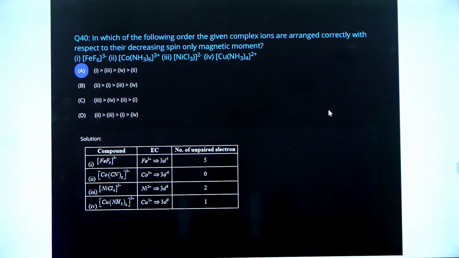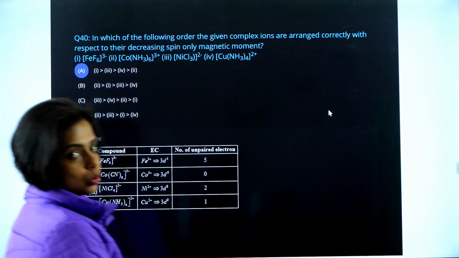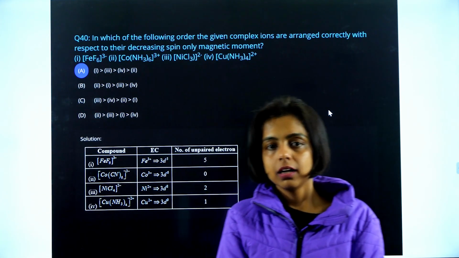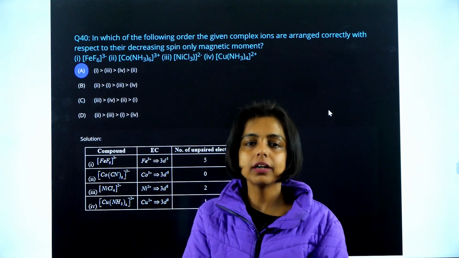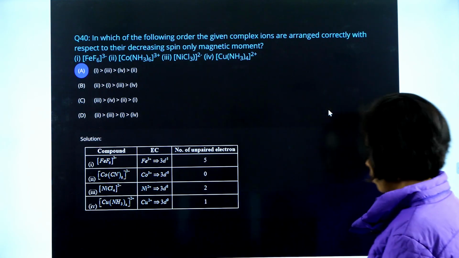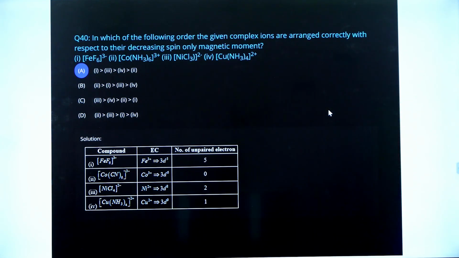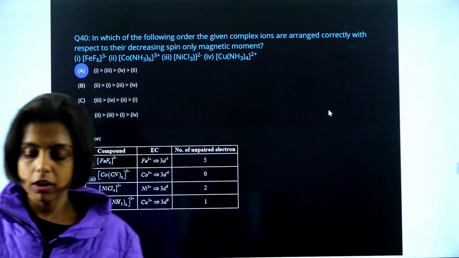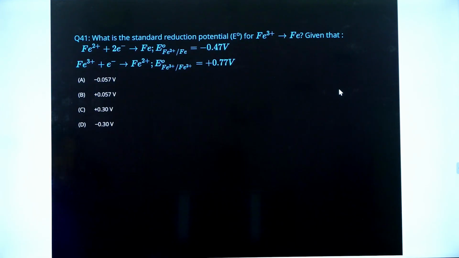You are supposed to figure out or tell the order according to their magnetic moment. The more the number of unpaired electrons, right, the more the magnetic moment. Got that, guys? So I hope this is a pretty common question that we do in coordination compounds. It might take some time, but it should be correct, right? So this was question number 40. Let's move on to the next questions, guys.